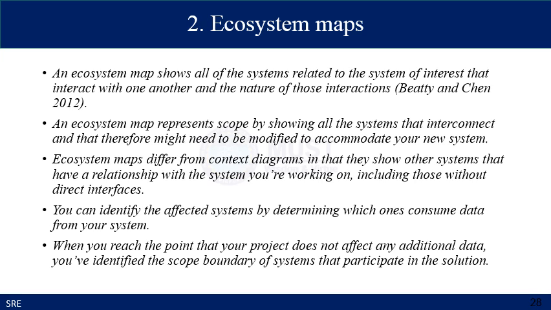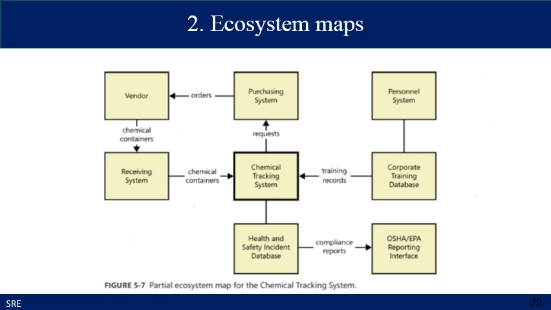Ecosystem maps differ from context diagrams in that they show other systems that have a relationship with the system you are working on, including those without direct interfaces. You can identify the affected systems by determining which ones consume data from your system. So when you reach the point that your project does not affect any additional data, you have identified the scope boundary of systems that participate in the solution. Here is a typical example of an ecosystem map, again for the chemical tracking system. It shows the different entities, how they interact, and what the relationship of the interaction is.